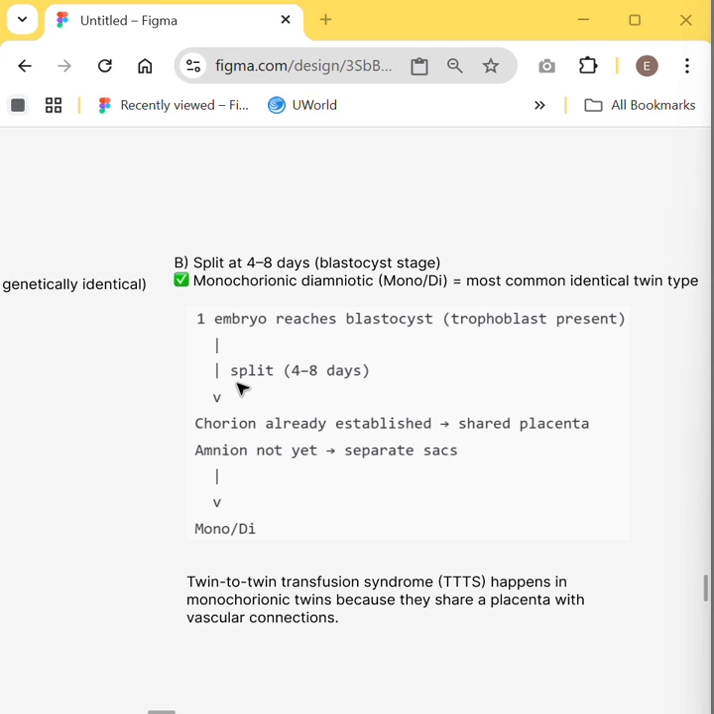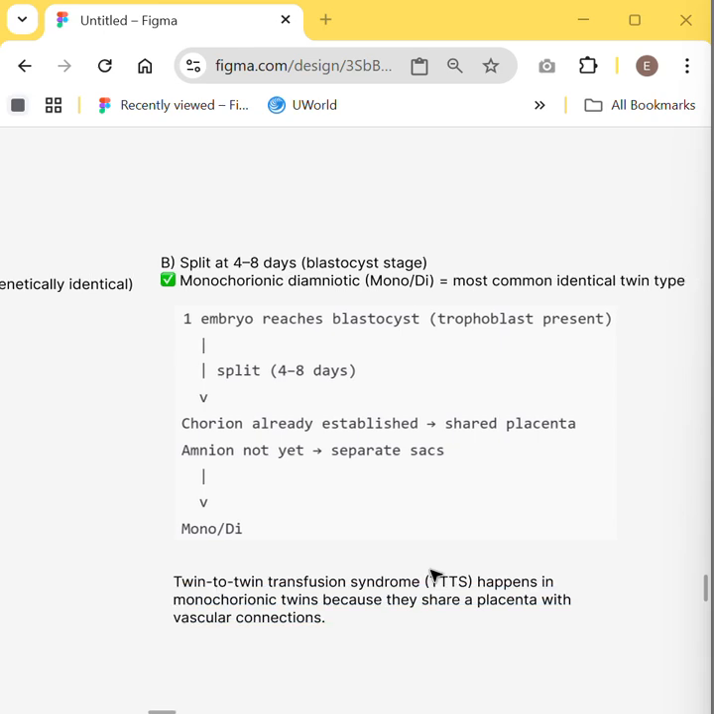But the amnion is not yet established. So these twins have separate amniotic sacs. So this is when you get monochorionic, diamniotic. This is the 4 to 8 day stage, and this is when twin to twin transfusion syndrome is very common. It happens in monochorionic twins because they share a placenta with vascular connections.